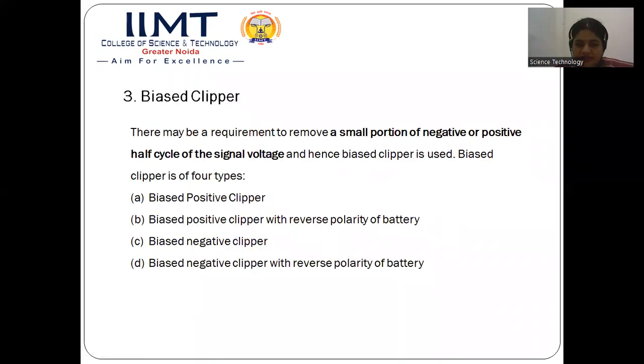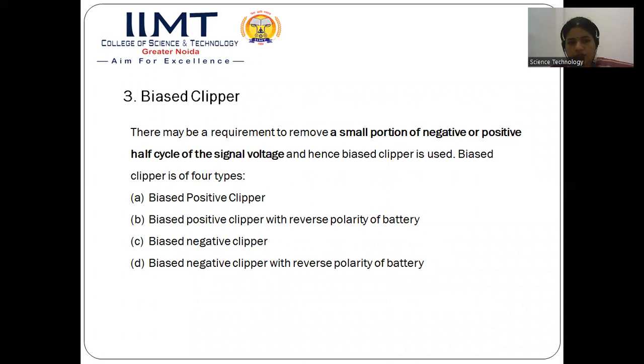The third category is a biased clipper. There may be some requirement in which we do not need to remove the whole positive or whole negative half cycle of the waveform, but we need to remove a small portion of the negative or small portion of the positive half cycle. In that case, we will use a biased clipper. Biased clippers can be categorized into four types: positive bias clipper, bias clipper with reverse polarity, negative bias clipper, and negative clipper with the reverse polarity of the battery.